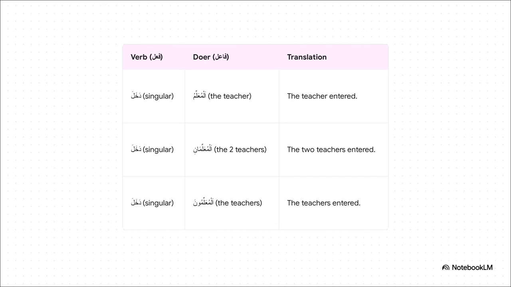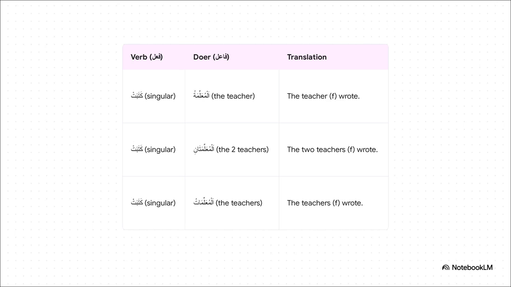Just look at this example right here. For one teacher, the verb is dakhala. For 2 teachers, al-muallimani, the verb is still dakhala. And for a whole group of teachers, al-muallimuna, guess what? The verb is still the singular dakhala. See, it doesn't change for the number of doers at all.